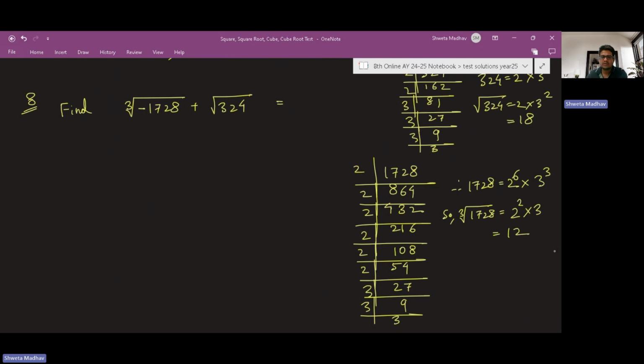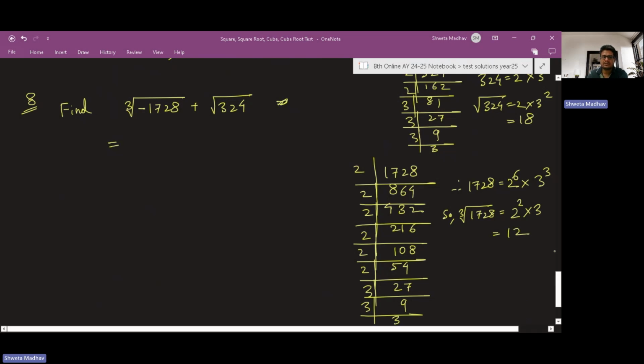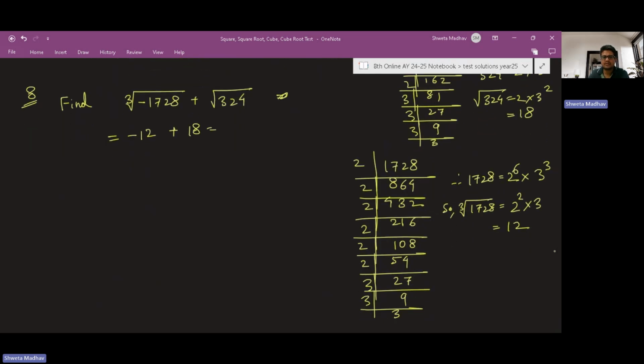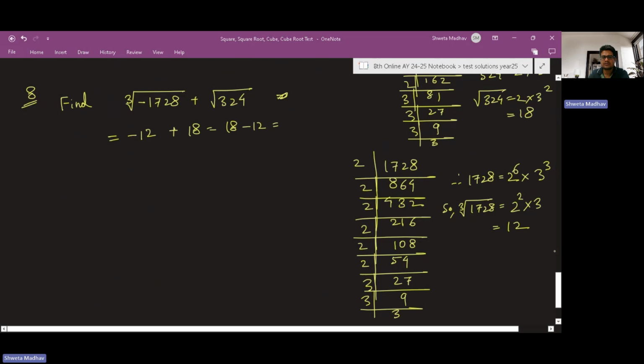Now here one negative sign is there. So the cube root of minus 1728 will be minus 12. And similarly, the square root of 324 is 18, which we have found out. So that will be 18 minus 12, that is equal to 6. So 6 is the answer.